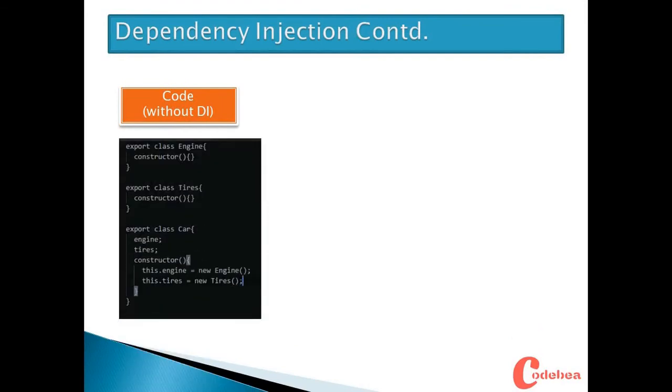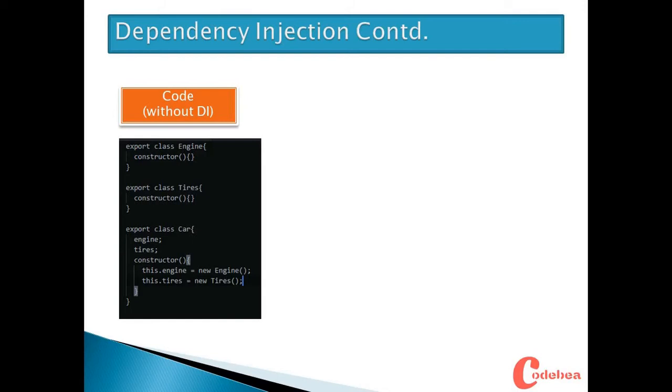Let's suppose this is code without dependency injection. Now I want to manufacture one car. In that car there is a dependency of engine and tire. Inside this, I have created an engine class and a tire class. These are the two dependencies for the car class.